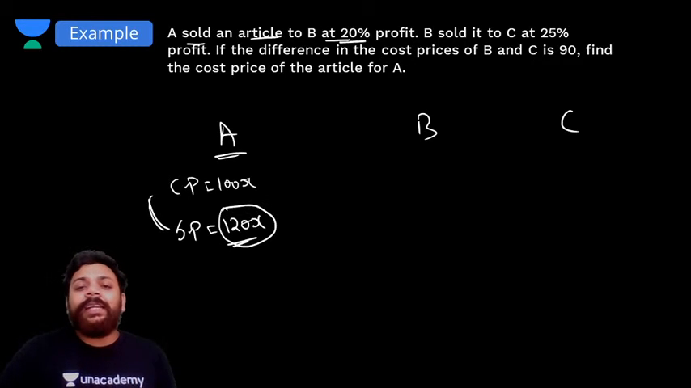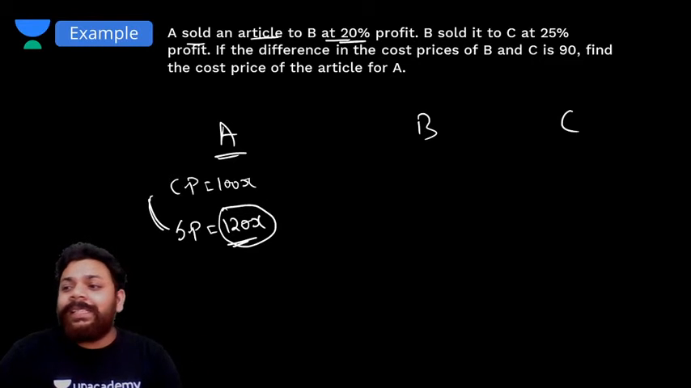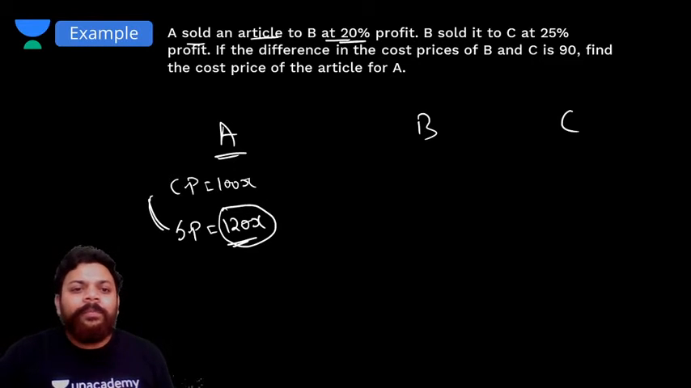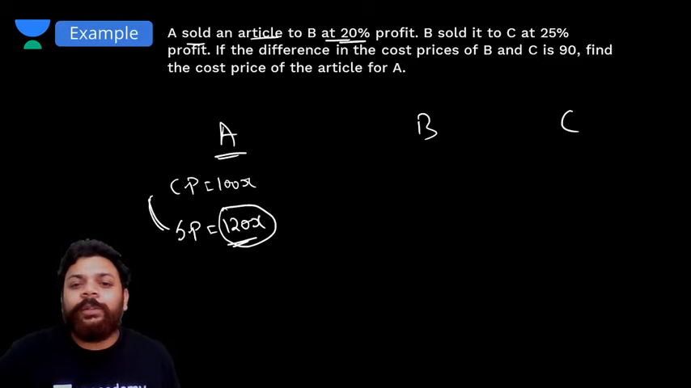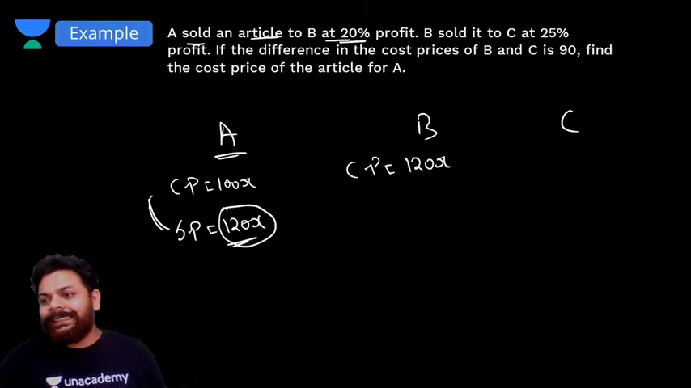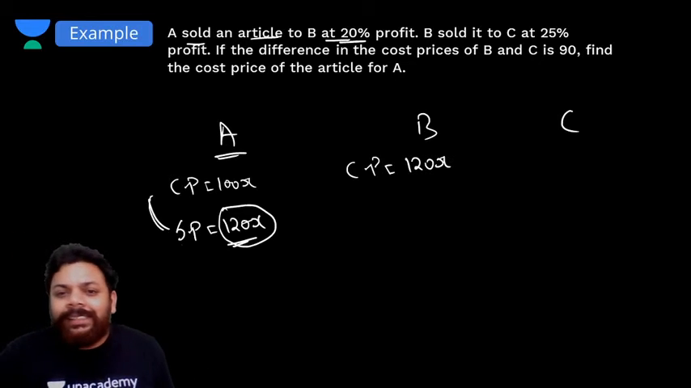In other words, I can also say that B has purchased from A for rupees 120x. So can I say that the cost price for B is going to be 120x? No, 6 is the wrong answer, ratio.